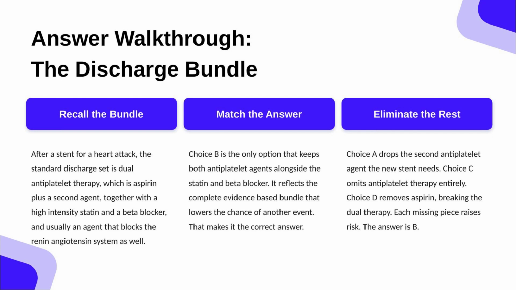Third, eliminate the rest. Choice A drops the second antiplatelet agent that the fresh stent depends on. Choice C omits antiplatelet therapy entirely. Choice D removes the aspirin and breaks the dual therapy. Every missing piece raises the patient's risk. The answer is choice B. When you see a discharge stem, count the bundle on your fingers and pick the option that has every member.